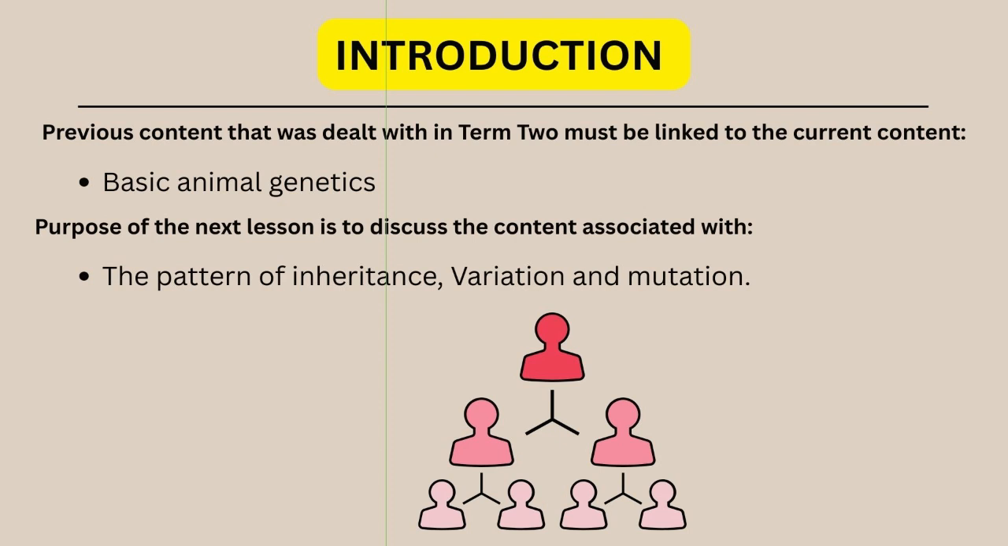Introduction. Previous content that was dealt with in Term 2 must be linked to the current content. Basic animal genetics. The purpose of the next lesson is to discuss the content associated with the pattern of inheritance, variation, and mutation.